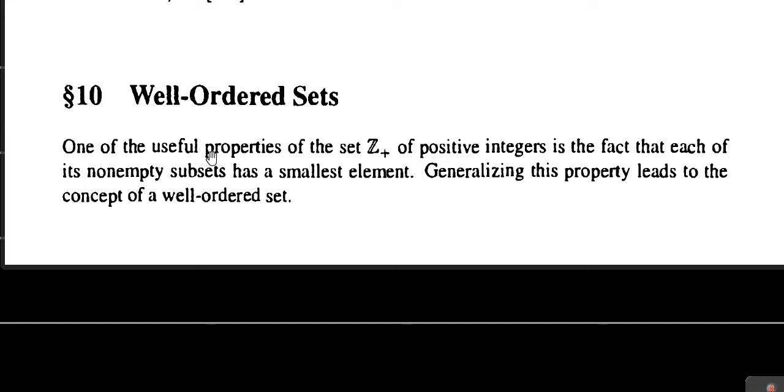We know that one useful property of the set of positive integers, that is Z plus, is known to us, and that property is that each non-empty subset of Z plus has a smallest element. Consider any non-empty subset of Z plus, then definitely it has the smallest element. So this property we are going to generalize, and this is the base of the well-ordered set. So let us begin with the definition.